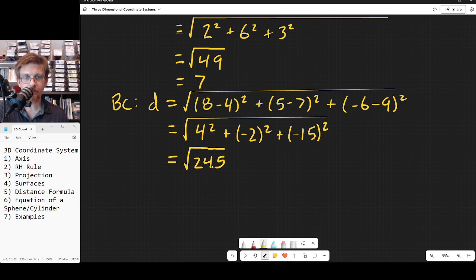And let's see, square root of 245, so 5 goes into that, 49, so that looks like 7 square root of 5.